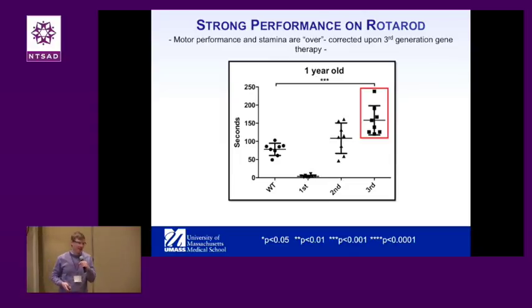If you look at the data after 1 year, you see here wild-type mice. First generation, those mice cannot perform at all. Second generation and third generation. Even after 1 year, those mice still have better motor function on the rotor rod than wild-type mice.